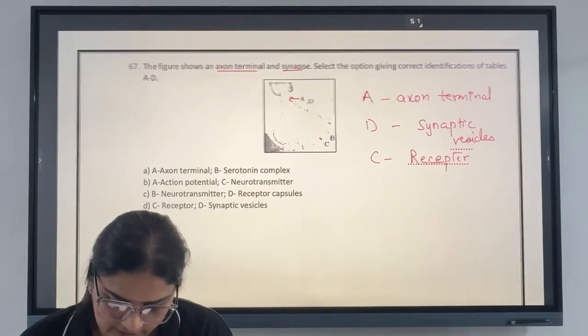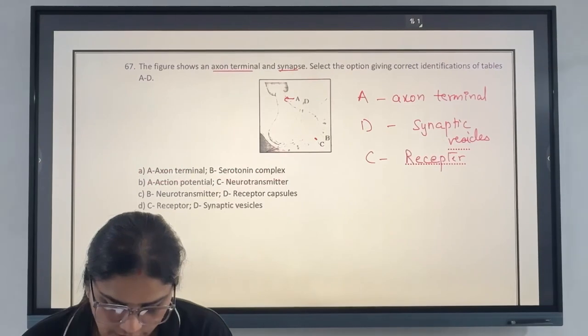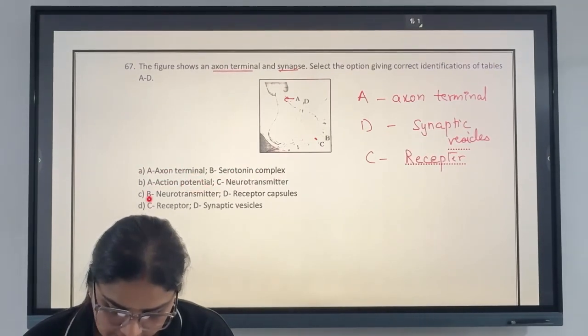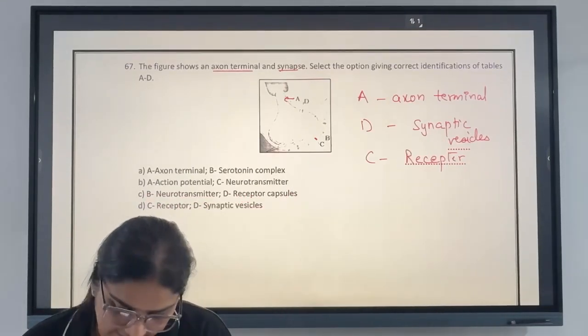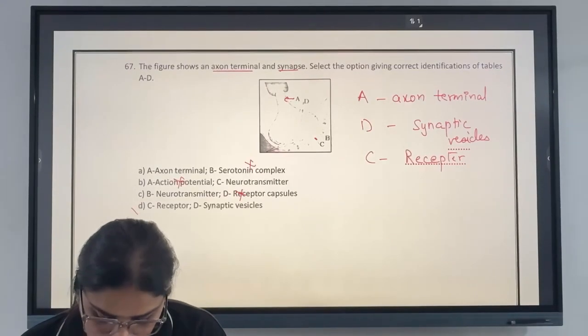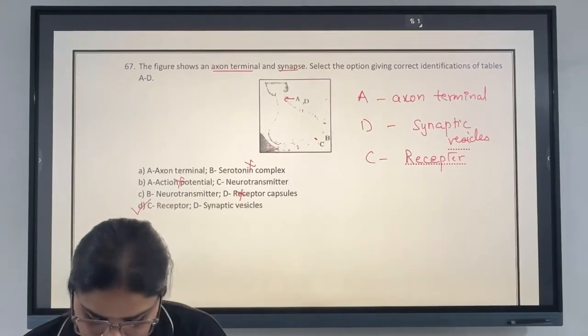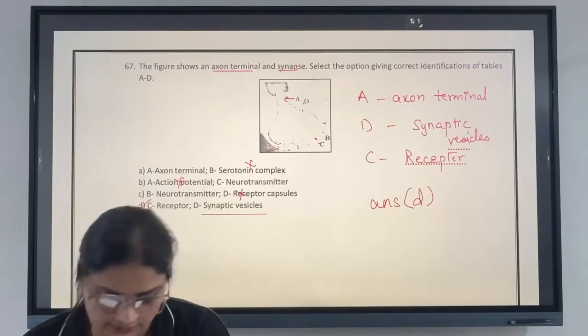A, axon terminal is correct. B, serotonin complex is wrong. So A is not the answer. A, action potential, wrong. B, neurotransmitter. D, receptor capsules, wrong. D is synaptic vesicles, so this is wrong. Now what remains is option D. C is the receptor and D are the synaptic vesicles. So answer is option D.